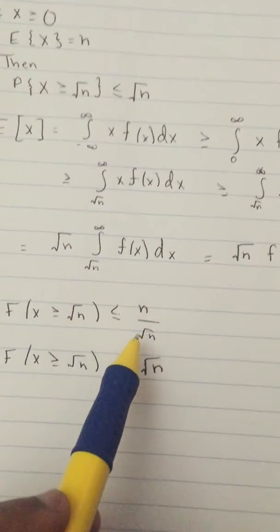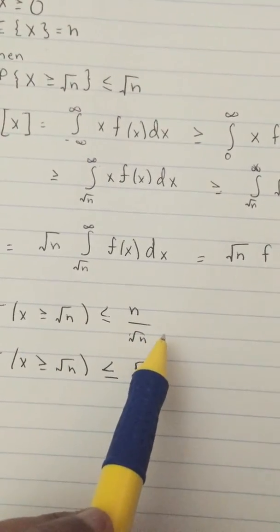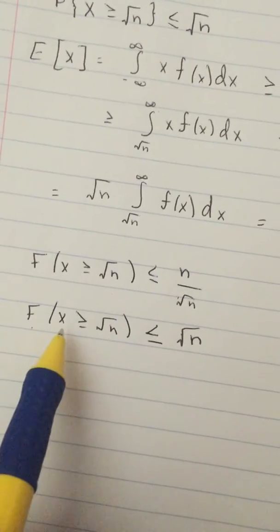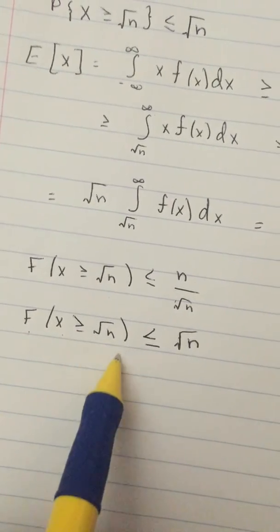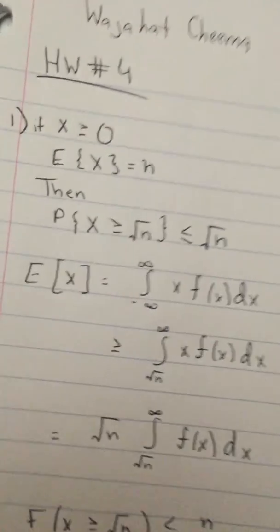Any number divided by its square root is just its square root. So using that simple process, we see that the probability that x is greater than or equal to the square root of n is less than or equal to the square root of n, and we have shown this proof right here.